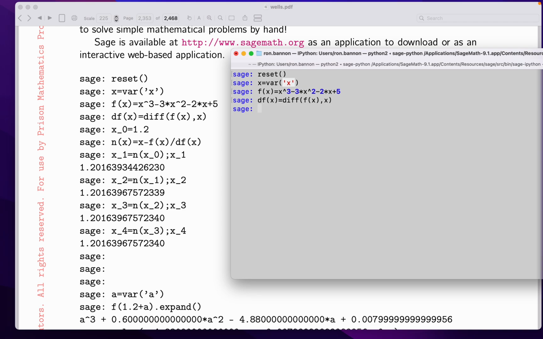No errors still. And then I said x sub 0 is a guess. Now, before I do that, I'm going to just plot the function. That's not in the code, but if you've been paying attention, you know how to use Sage to plot. All right, I'm going to plot f of x and see what happens.